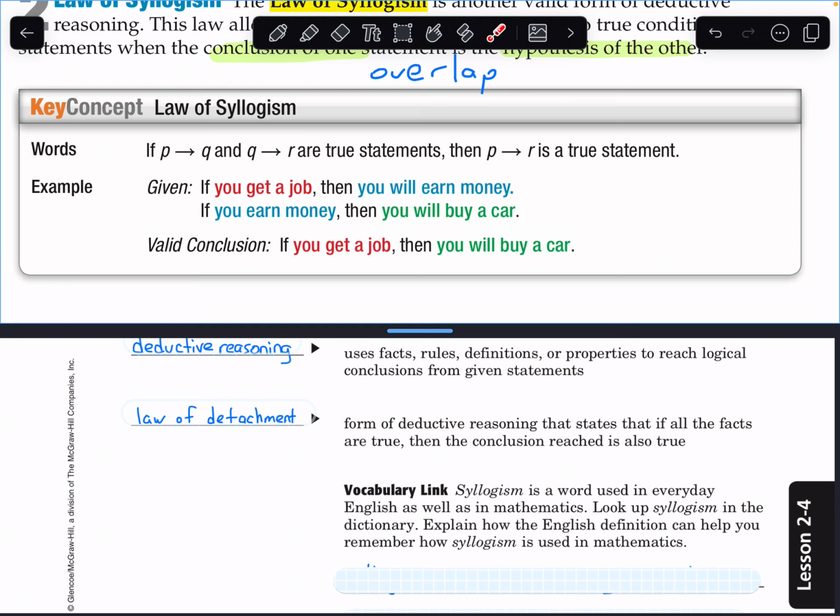You will buy a car. So the valid conclusion we can come to is skip the middleman. If you get a job, then you will buy a car. We're creating shortcuts here. Think of it that way.